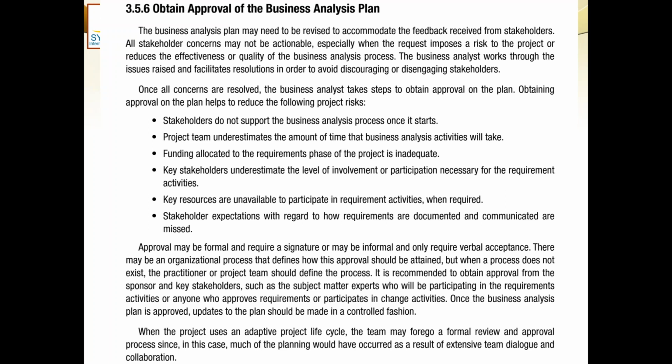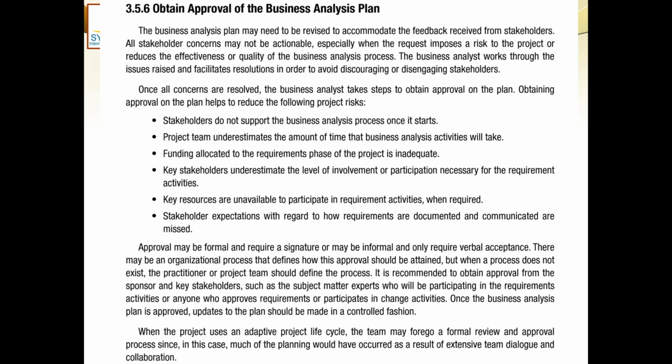Once all concerns are resolved, the business analyst takes steps to obtain approval on the plan. Obtaining approval on the plan helps to reduce the following project risks. So what are they? Stakeholders do not support the business analysis process once it started. Stakeholders suddenly stop their support after the business analysis process has started.